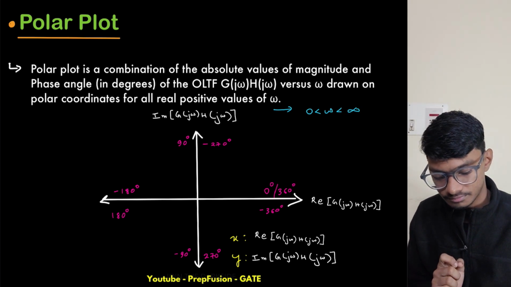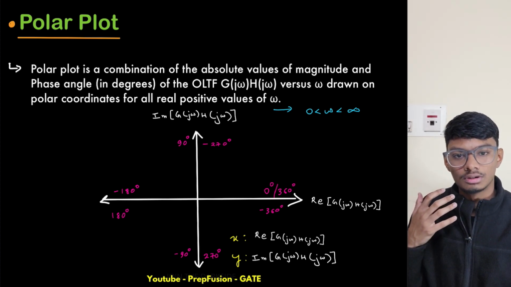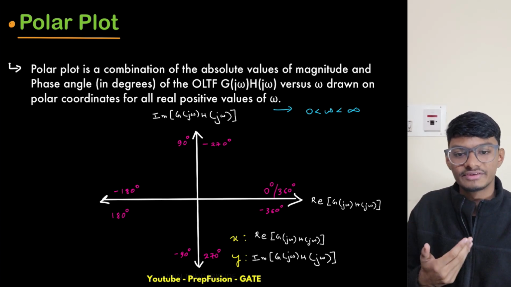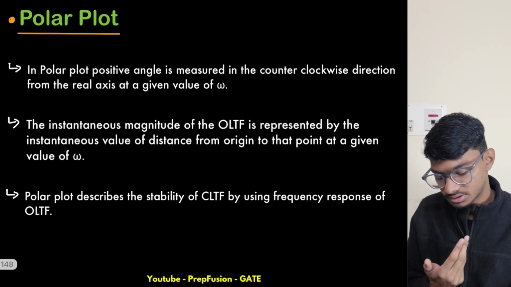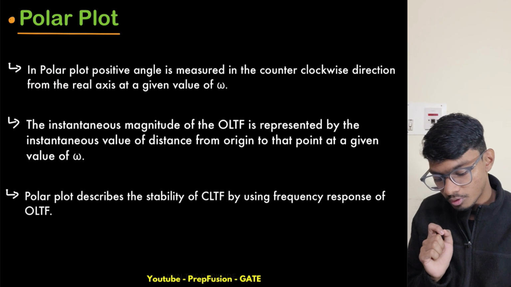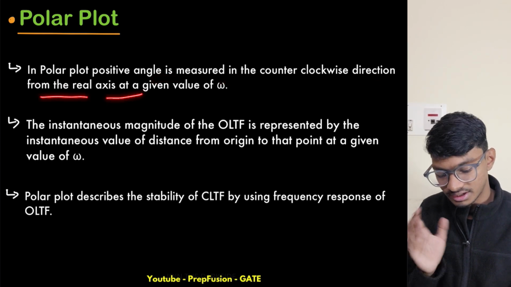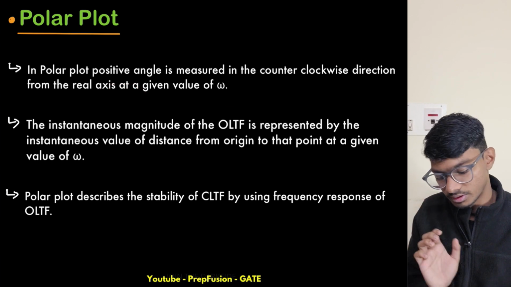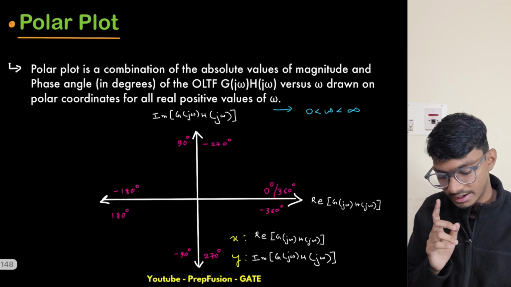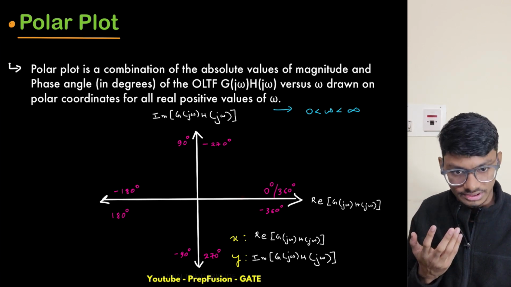0 to infinity. Okay, so this is my basic definition of the polar plot. Let's go through a few points of a polar plot. In a polar plot, positive angle is measured in the counterclockwise direction from the real axis, as already explained. At any given value of omega, positive angle will be in the anti-clockwise or counterclockwise direction.